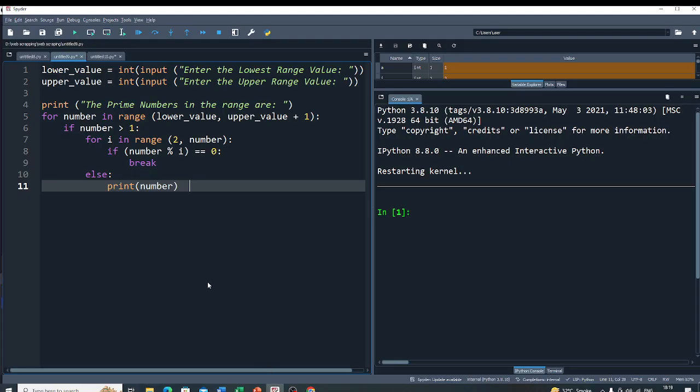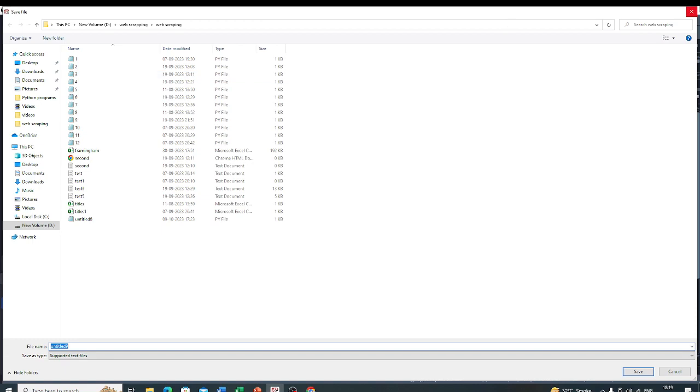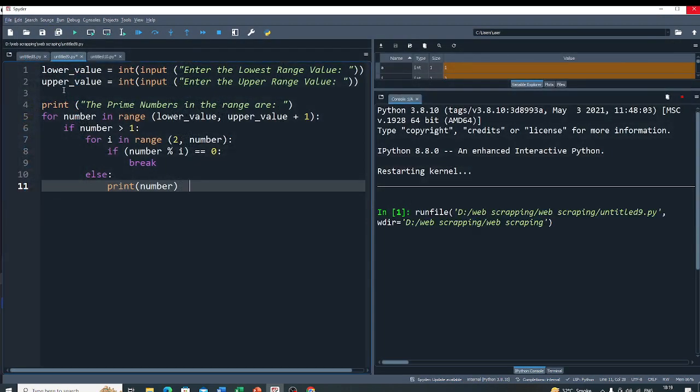First of all, you have to take two values as input. One is a lower value and the second is an upper value. These values are integers. So I write here int(input()), enter the lowest range and upper range of the number, because we have to find the prime numbers within a given range.